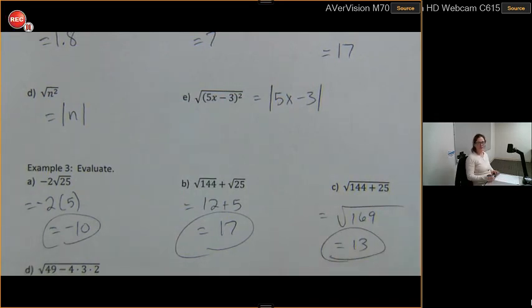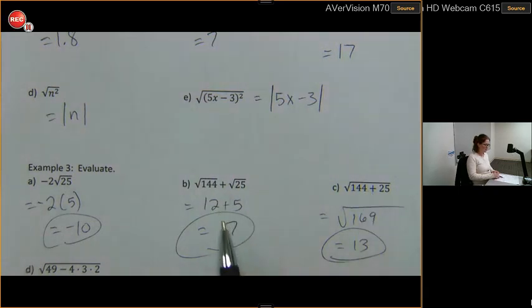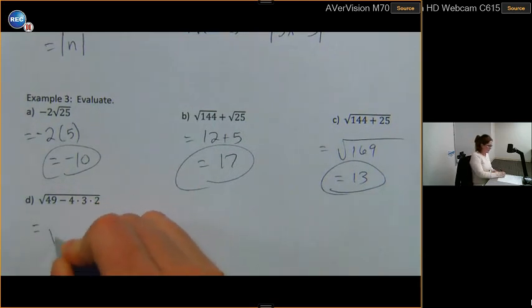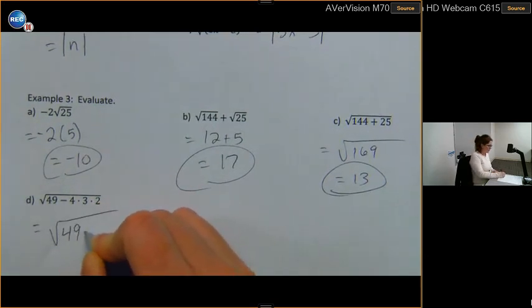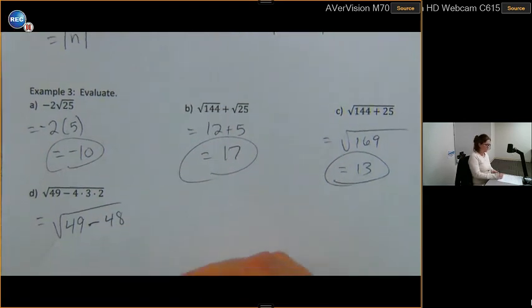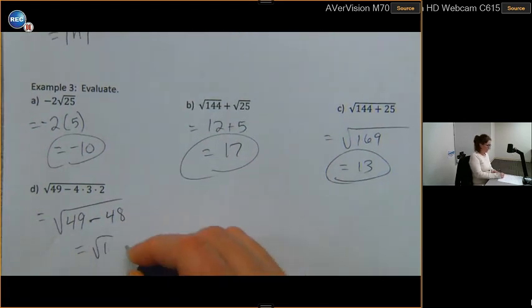Parts B and C emphasize the point that you cannot split up a square root over a plus sign because you get different answers. And part D, order of operations, says multiply 4 times 3 times 2, which is 48. Square root of 1 is 1.